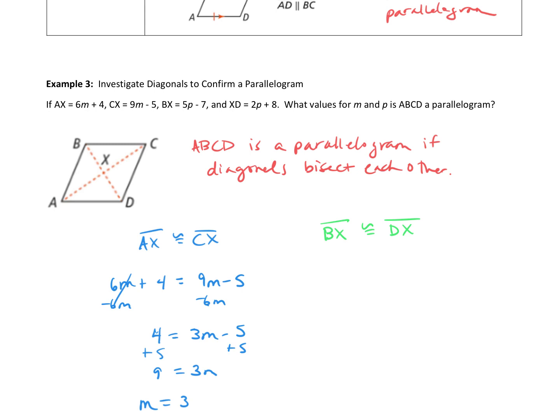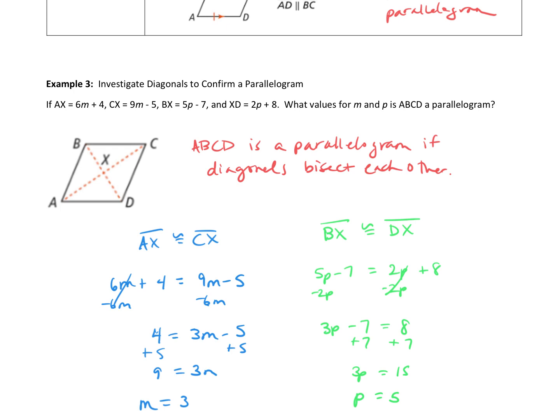So BX, they told us, was 5P minus 7. Set that equal to DX, or XD, I think they said XD in the picture, same thing, is 2P plus 8. And then let's solve for P. So we will subtract 2P. Again, I usually subtract the smaller variable. It just leaves you with a positive variable to work with. So 3P minus 7 equals 8. Let's add 7 to both sides. So we have 3P equals 15. Divide both sides by 3, and we're getting P equal to 5.